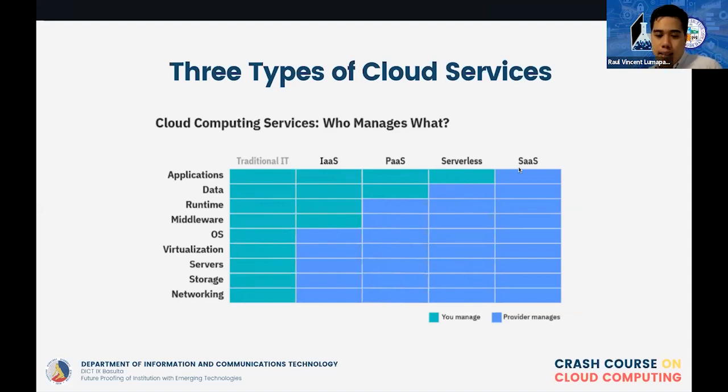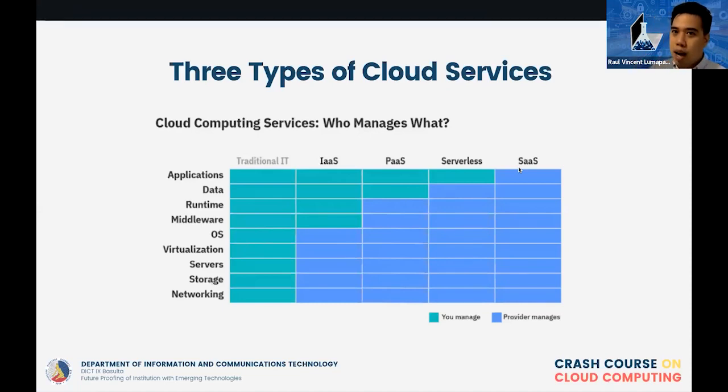For IaaS, the provider handles more of the OS, virtualization, servers, storage, and networking. But on the application side, data side, runtime, and middleware, the organization manages it. For serverless, only the application is managed by the organization. But in SaaS, the application, data, runtime, middleware, OS, virtualization, server, storage, and networking are all handled by the provider.